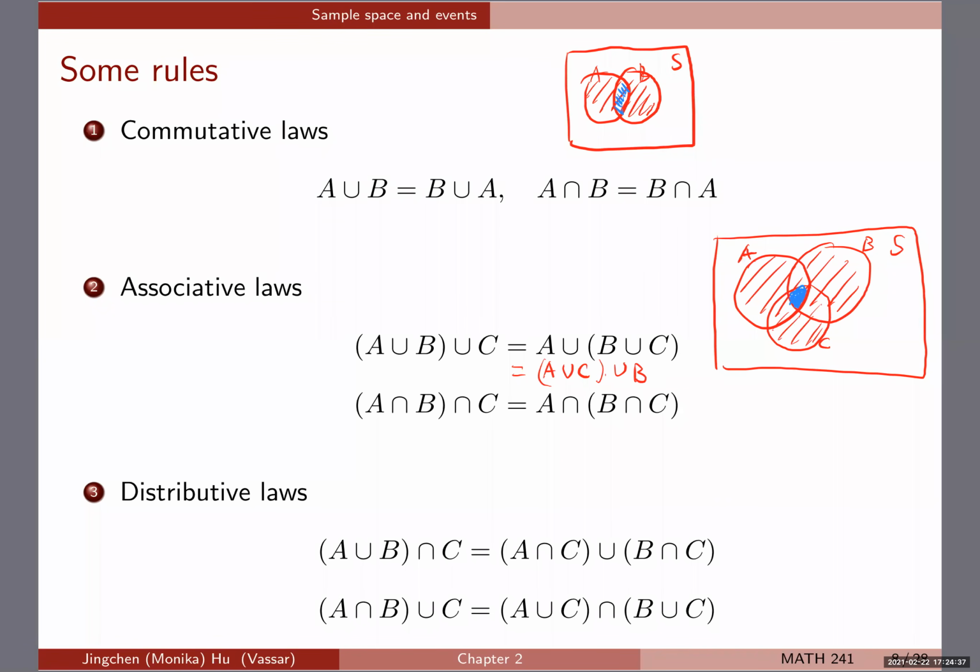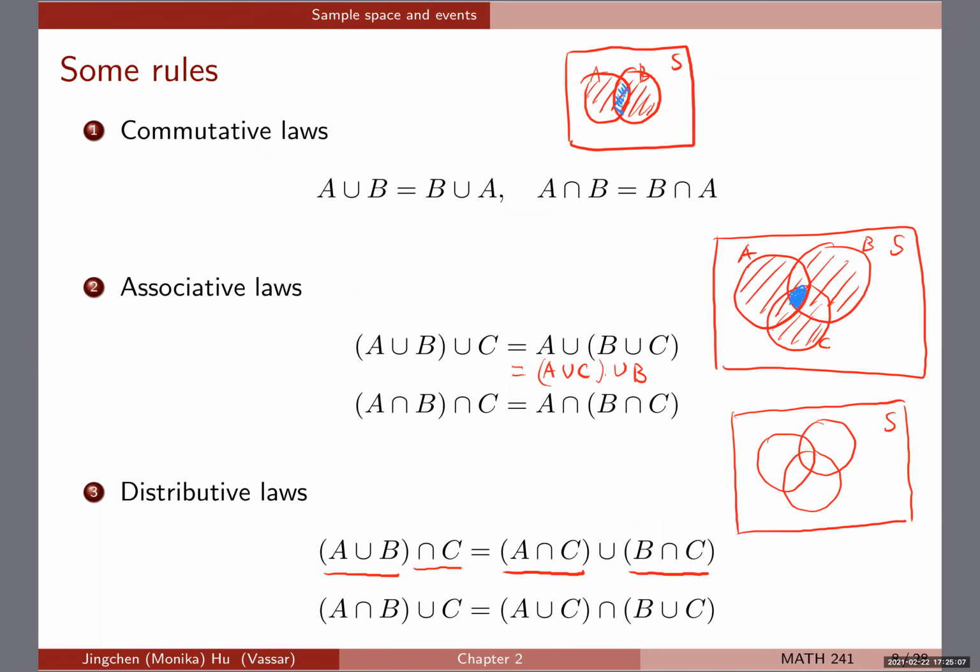Distributive law. If you read it, this is saying that if I take the union of A and B and then take the intersection with C, it's going to be the same as taking the intersection of A and C first, also taking the intersection of B and C next, and then taking the union of the two. As what we have done before, we can use the Venn diagram to efficiently prove it. So let's do A, B, C one more time over here.